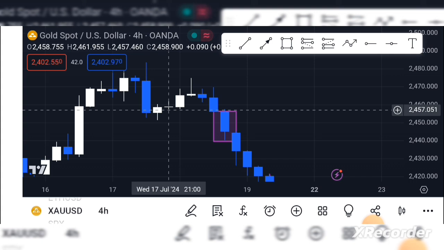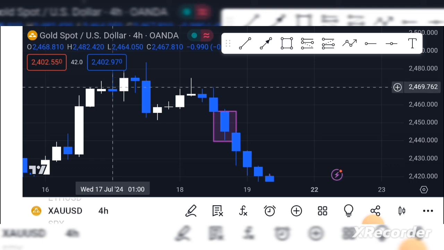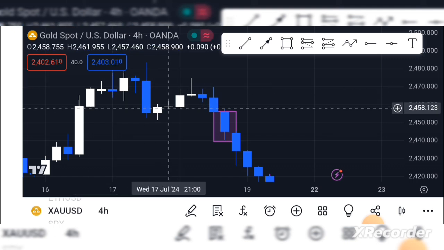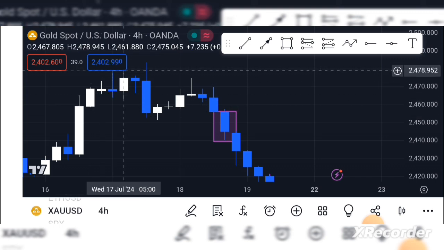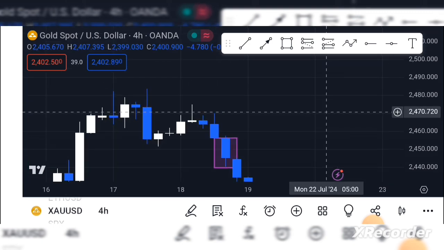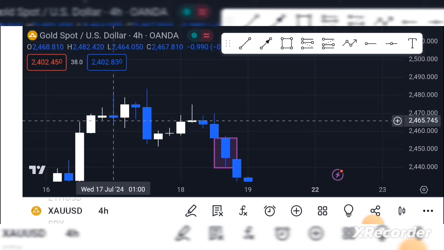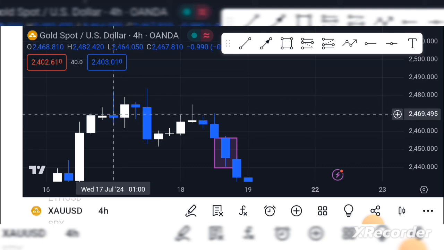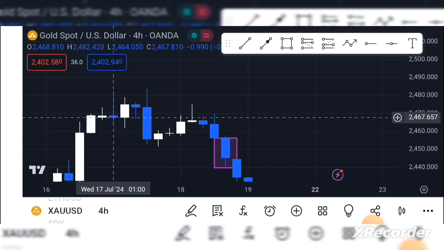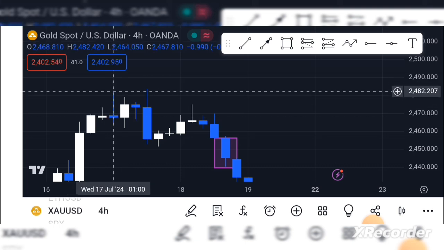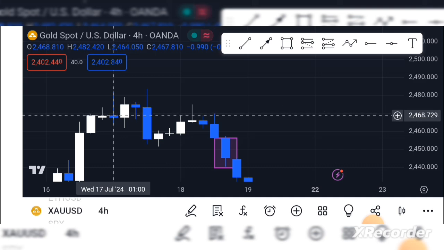What you just need to know is that this is an indecision candle. Here is an indecision candle. Here is an indecision candle. And this is a bearish candle. Although it was an indecision candle, you can see it has a long wick showing that price opened here. Price opened here, then pushed up to this place, then was rejected and pushed down to here, then it closed here.